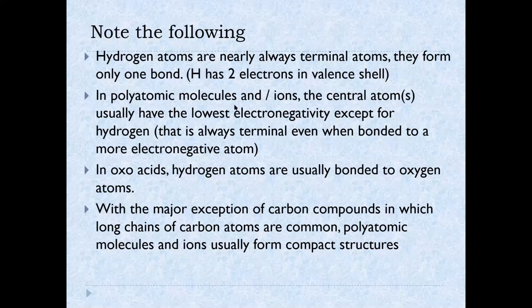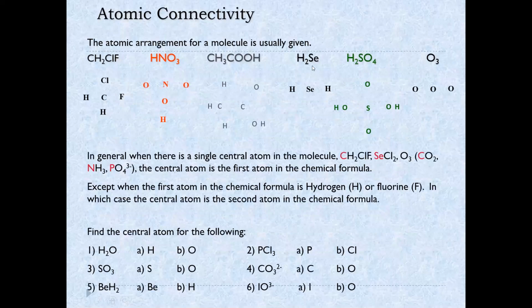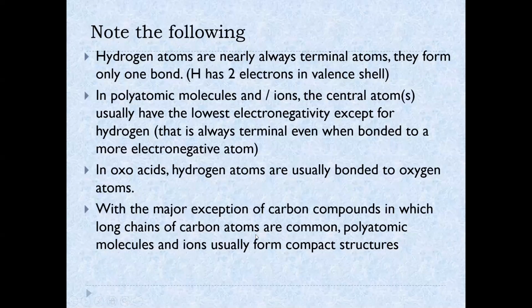In polyatomic molecules, and I'm sure you know what polyatomic means, you have more than two atoms in the molecule. The examples are what we have done before. All these are polyatomic. So in polyatomic molecules or ions, the central atoms usually have the lowest electronegativity. Except for hydrogen, which has very low electronegativity, so we don't count hydrogen.